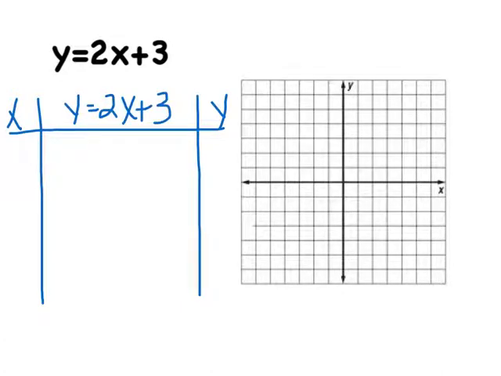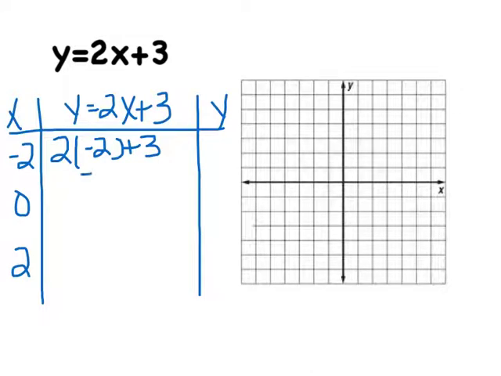And for my x's, you choose 3. So you choose a positive, a negative, and a 0. They can be any number you want, but normally I pick -2, 0, and 2 just because those are relatively small numbers. So I have 2 times -2 plus 3.